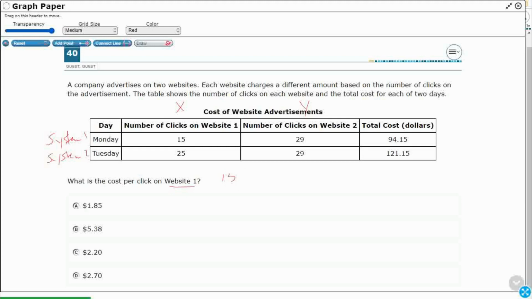So we'll write 15x plus 29y equals 94.15. Now, we've got 25x plus 29y equals 121.15. Now, I want to know what website 1 is. That's my x. But we know with systems of equations, they share an x or y. You can subtract the two equations from each other. Take a look at this. If I were to subtract all of this, which is the same as multiplying them all by -1 and adding, it's the same thing, right?